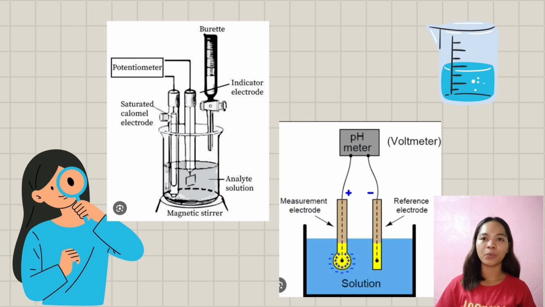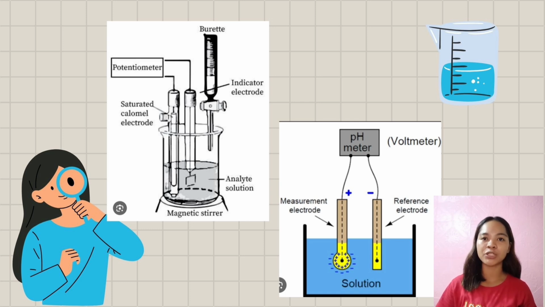Potentiometric methods have a wide range of applications, making them indispensable in scientific and industrial settings. First, we have pH measurement. It is one of the most common uses. Potentiometry is employed in laboratories to determine the acidity or alkalinity of solutions with high precision.